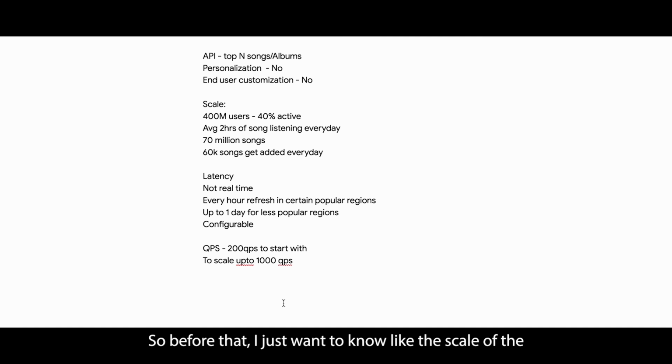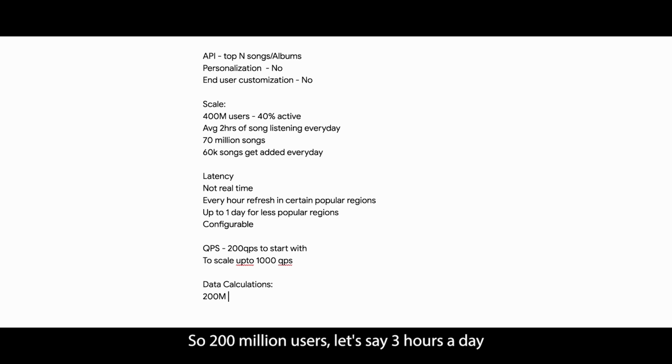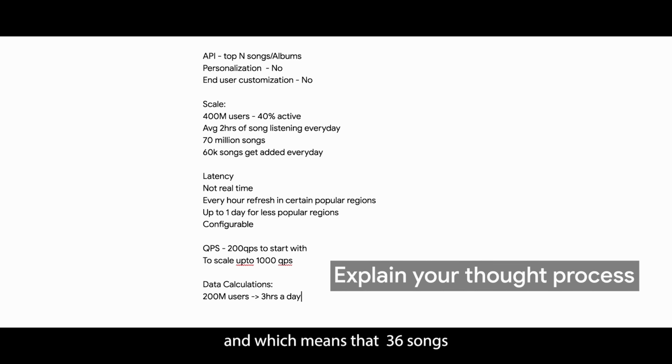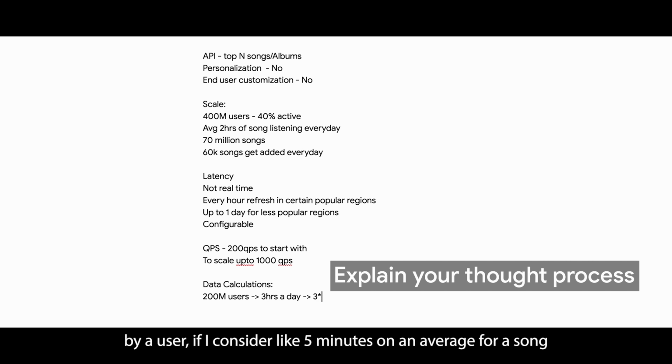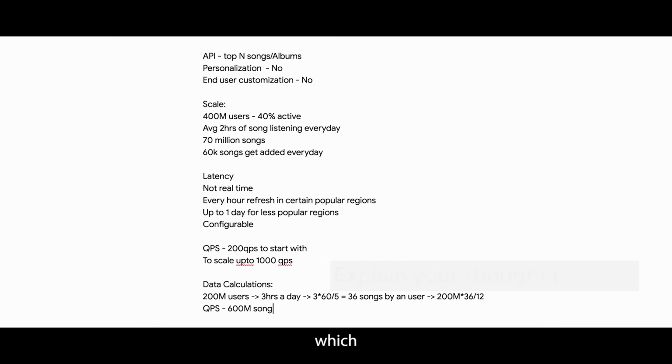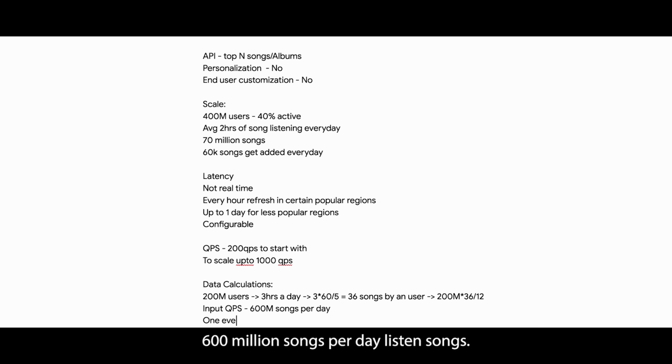Okay. So before that, I just want to know the scale of the amount of data that I'm going to process based on the numbers that we just discussed. Yep. So 200 million users, let's say 3 hours a day, which means 36 songs per user, if I consider 5 minutes on average for a song, which makes the calculation come to about 600 million listened songs per day.